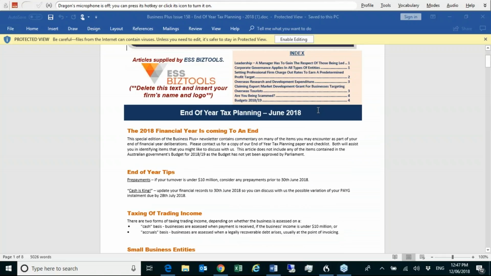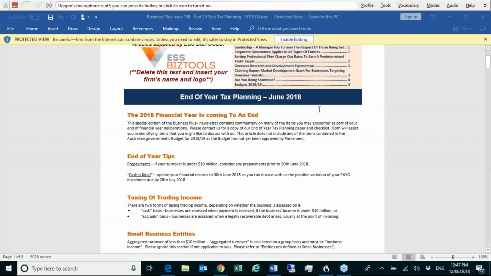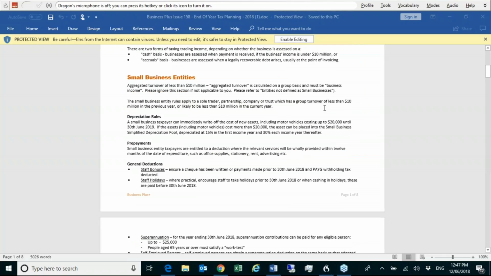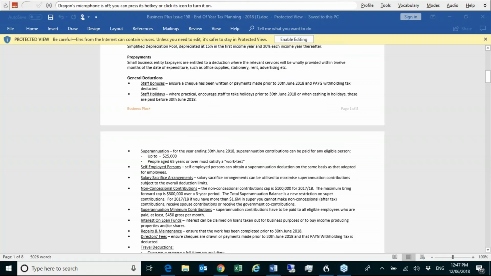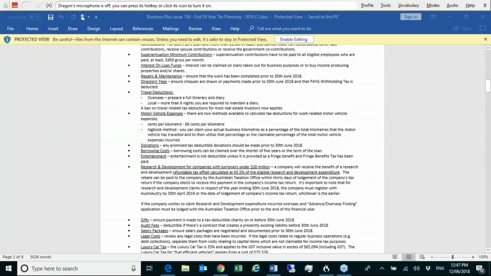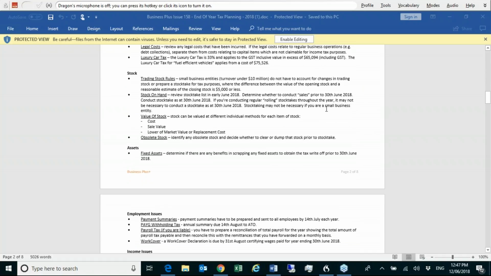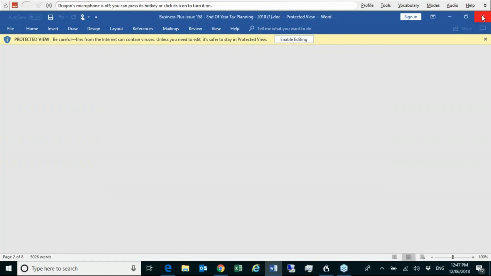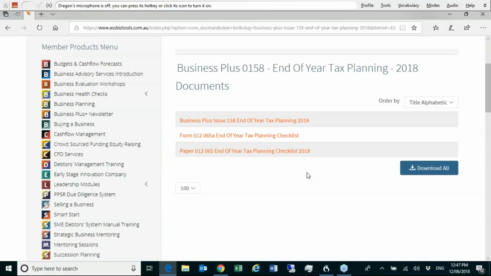So this is the End of Year Tax Planning Business Plus. It's in your system. You can go there and download it and badge it and send it to your clients.